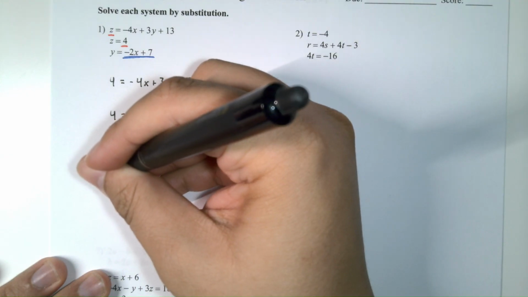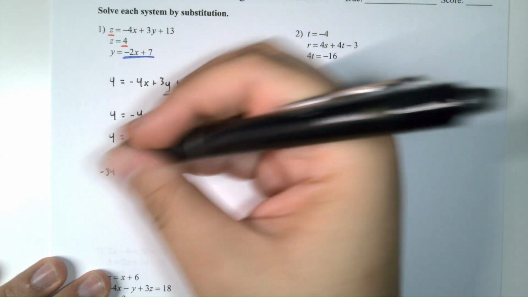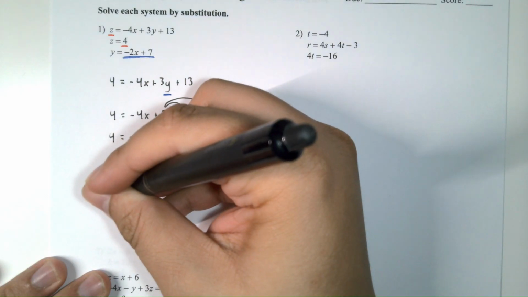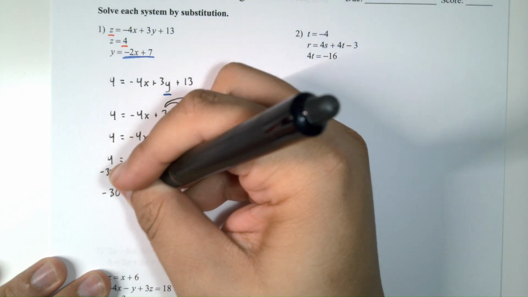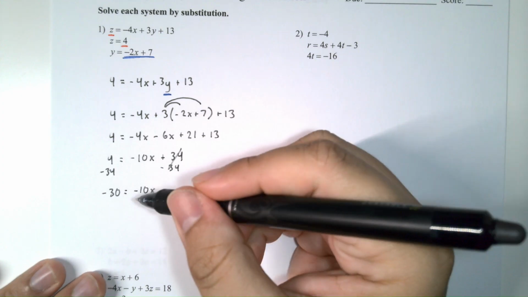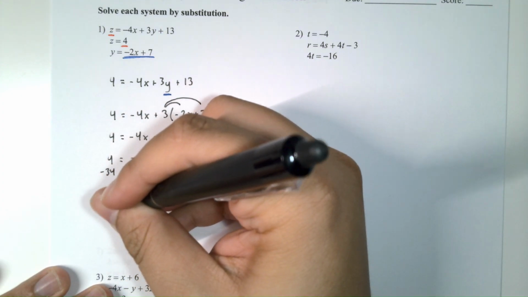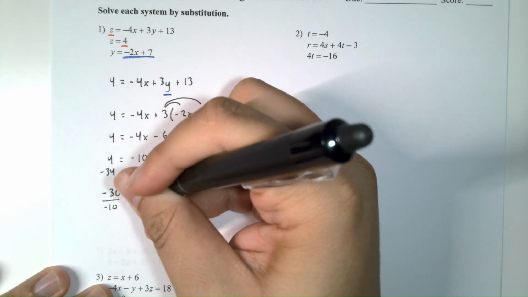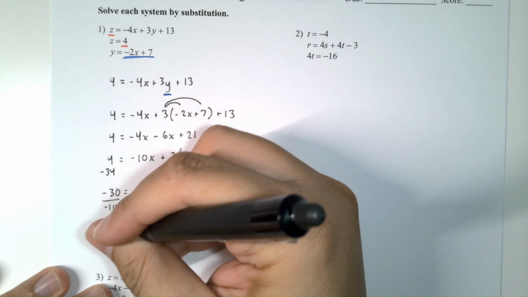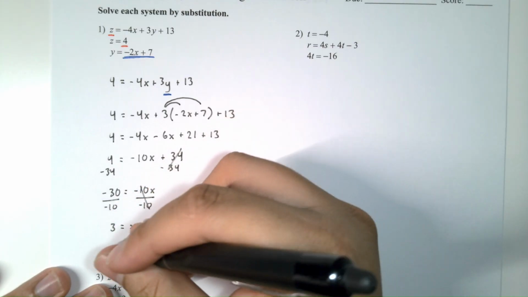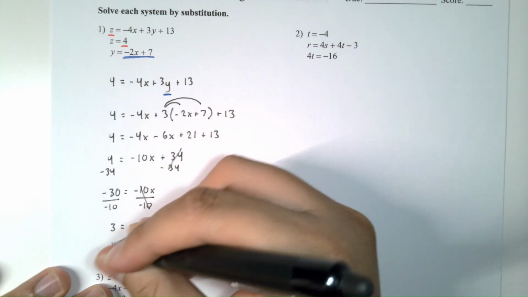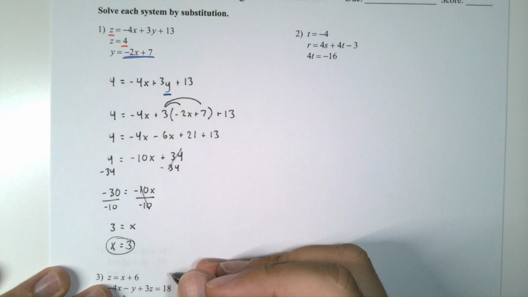And now we can subtract 34 from both sides. If we subtract 34 from both sides, it's going to cancel, and we're going to get negative 30 over here is equal to negative 10x. And then to get x by itself, we want to divide by negative 10. That cancels, and we're going to get a positive 3 is equal to x. In other words, x is equal to 3.